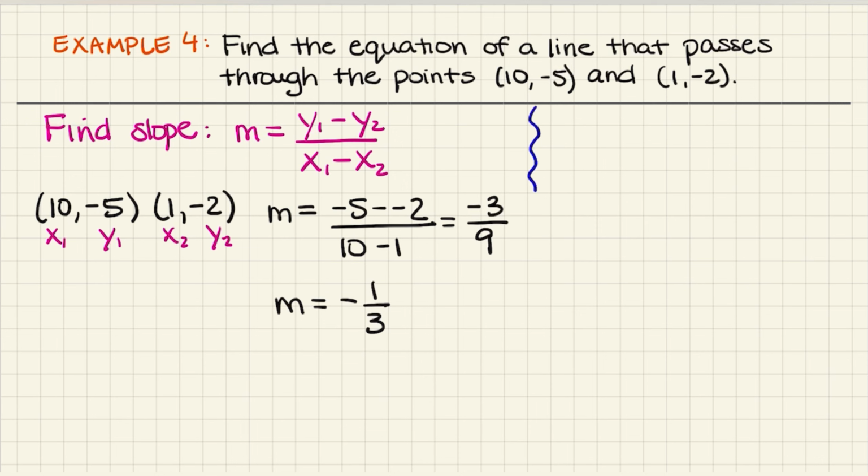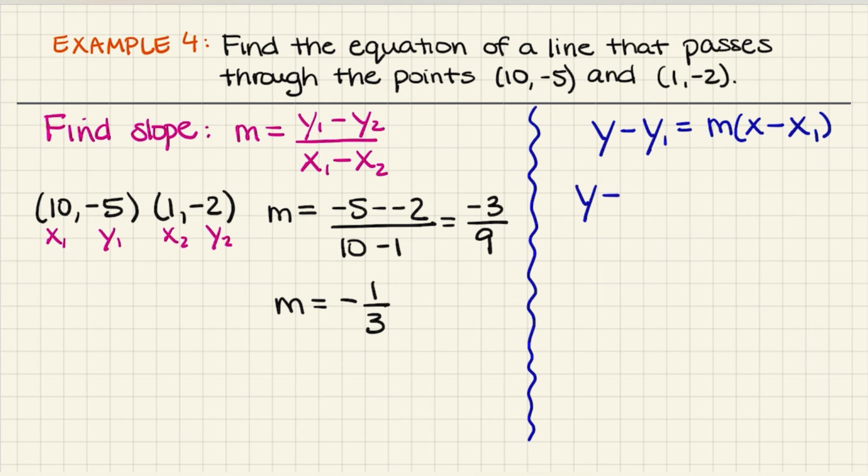So now let's draw a little dividing line, and we can plug in our information into our formula. Y minus y1 equals m times x minus x1. So y minus y1 is negative 5. Negative 5 equals, our slope is negative 1/3, times x minus x1, which is 10. So minus 10.